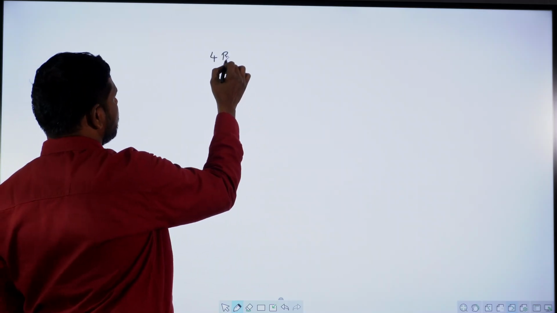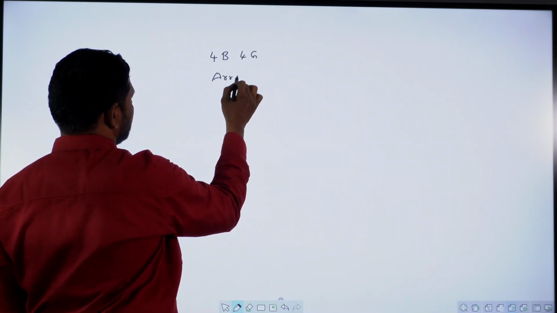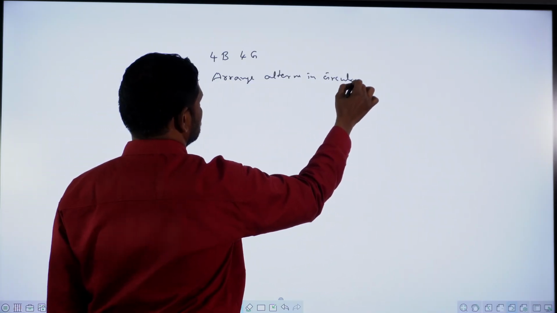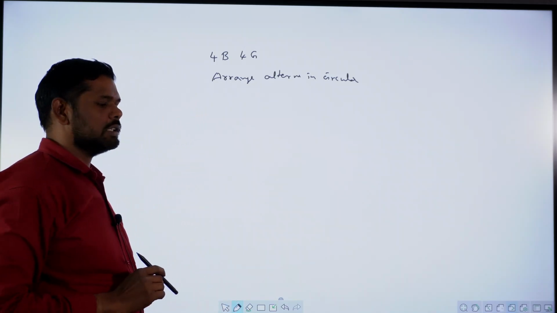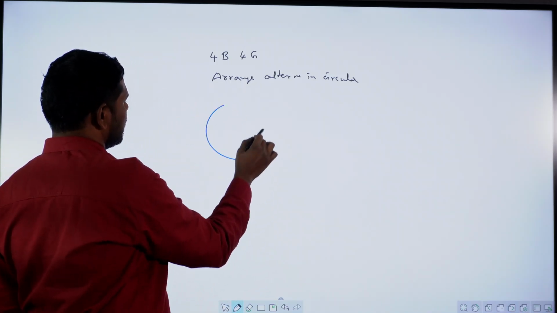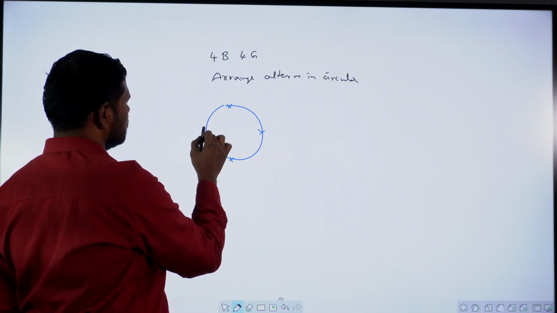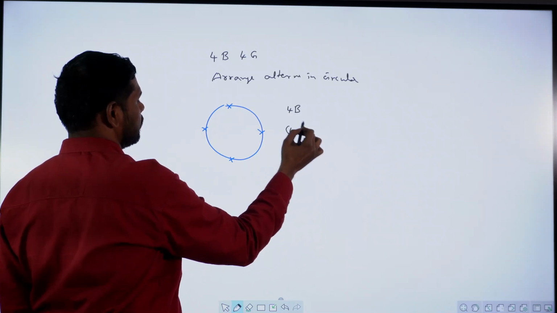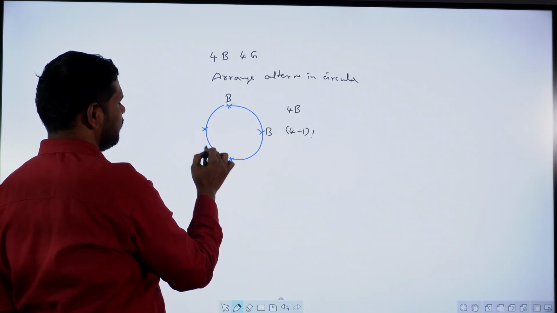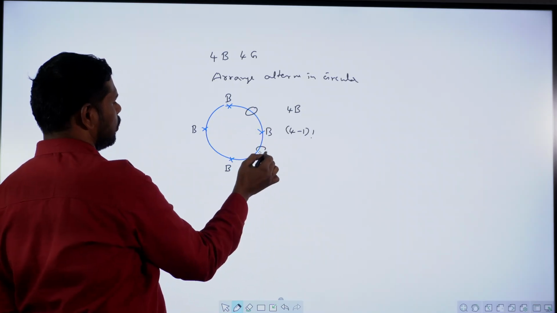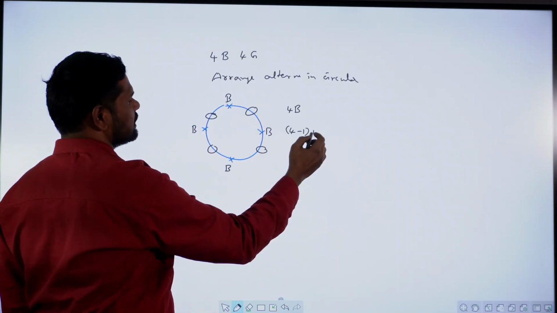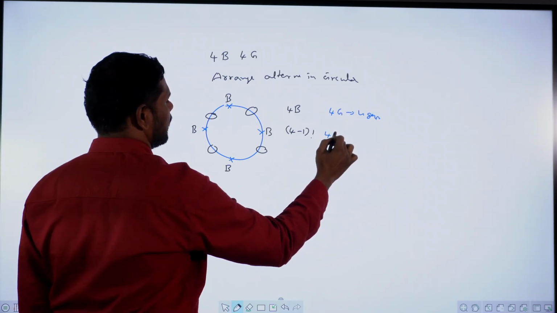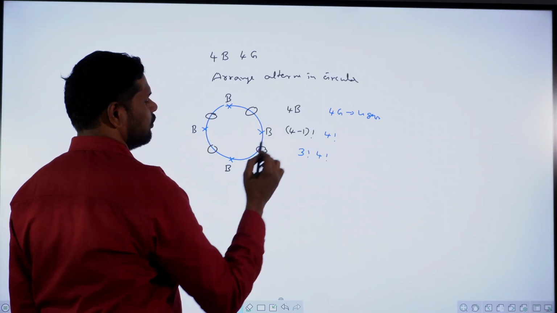Similarly, 4 boys and 4 girls arranged alternatively in circular arrangements. In how many ways are we going to arrange them? In a circle, first you need to arrange either boys or girls. In any case, 4 boys can be arranged in 4 minus 1 factorial ways. Clear? Now the gaps are 1, 2, 3, 4. 4 girls can be arranged in the 4 gaps in 4 factorial ways. So, 3 factorial into 4 factorial.